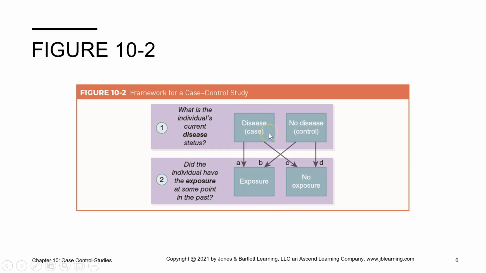You could have the disease and have the previous exposure, or you could have the disease but not have the previous exposure. Same thing with the controls. You could not have the disease but be exposed to something, or not have the disease and not be exposed to something.